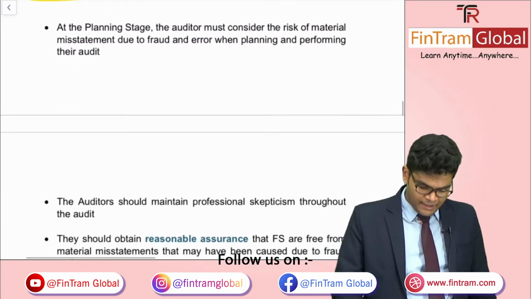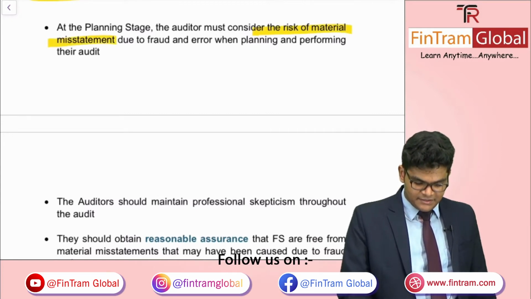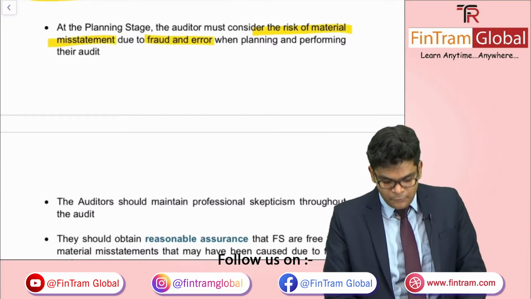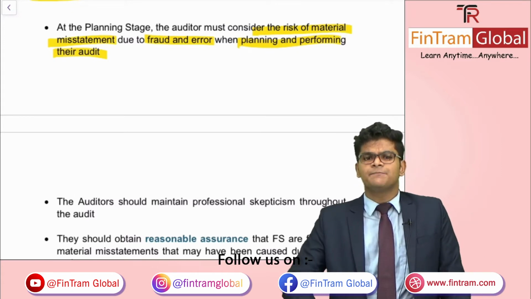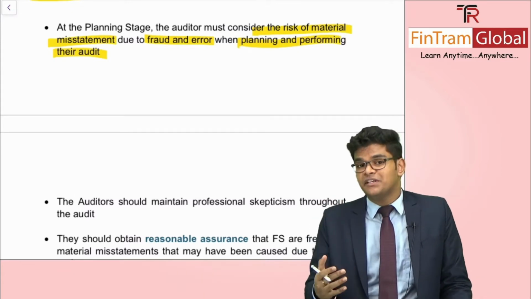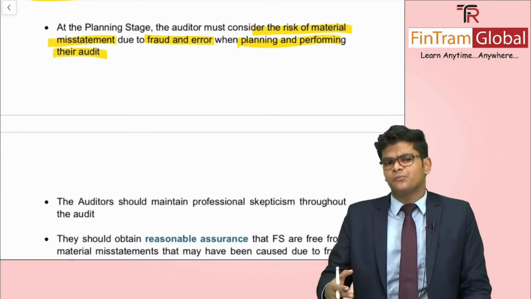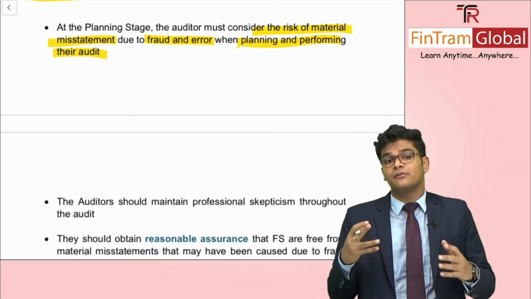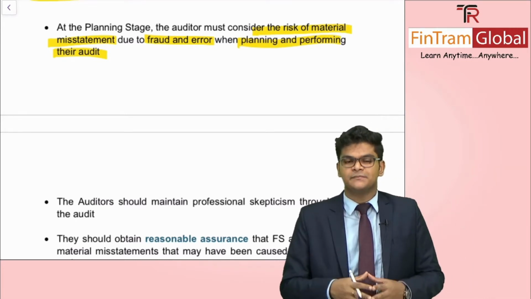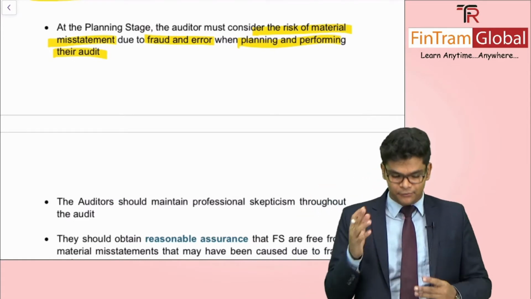Let's take a look. At the planning stage, the auditor must consider the risk of material misstatement due to fraud and error when planning and performing their audit. So what's the idea here, guys? At the planning stage, we have to set an expectation that there could be a risk of material misstatement due to fraud or error, just to allot a sufficient amount of time. That's basically why we set such an expectation at the planning stage.